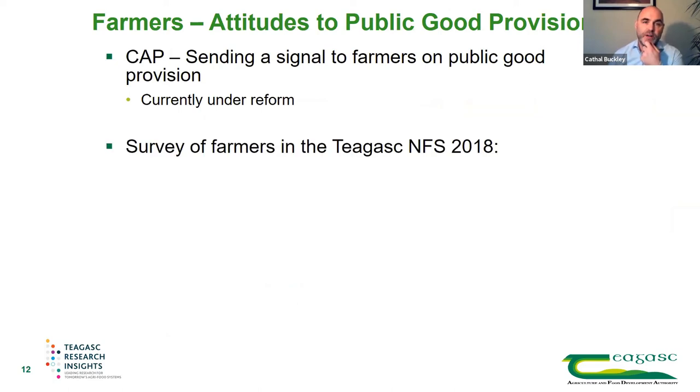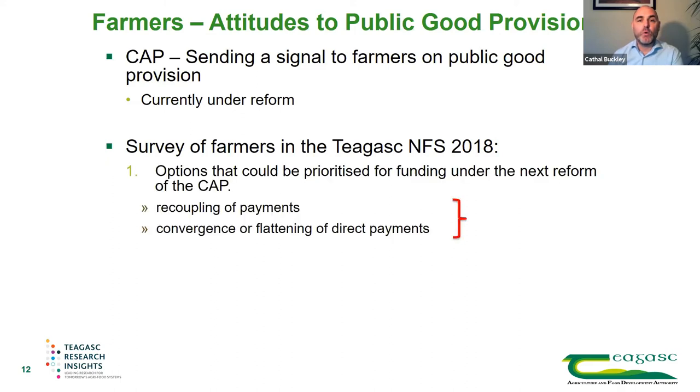So we did a survey of farmers through the Teagasc National Farm Survey in 2018, where we posed a question: there are certain options that could be prioritized under the next reform of the Common Agricultural Policy. So we said, we could go back to the future in terms of recoupling of payments, where they link them back to head of cattle or to area of crops, or would you like them to be flattened, so the payments are the same across all farm types.